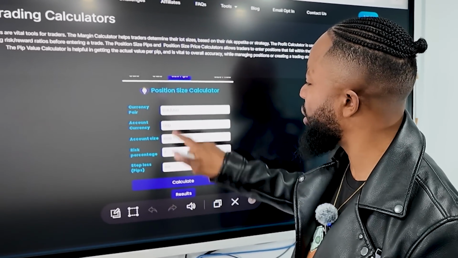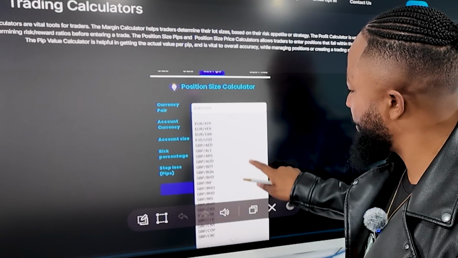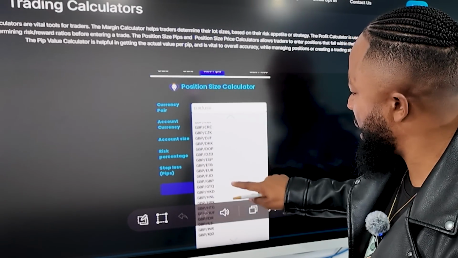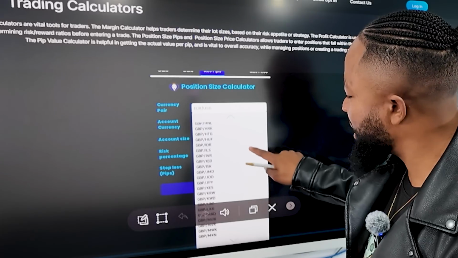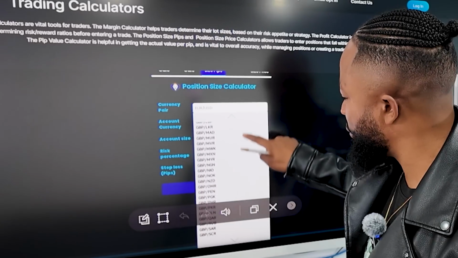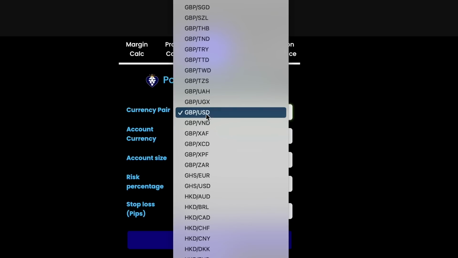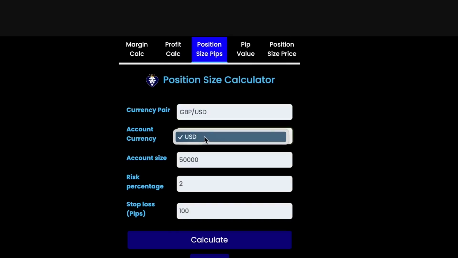It will ask for the currency pair. You just scroll down and check for Great Britain Pound USD. Great Britain Pound USD should be somewhere here. All currency pairs are here, guys. So you just need to scroll down to check for Great Britain Pound USD. If it was on the computer, you'd just type it out. Once you type it out, you can see that's Great Britain Pound USD.